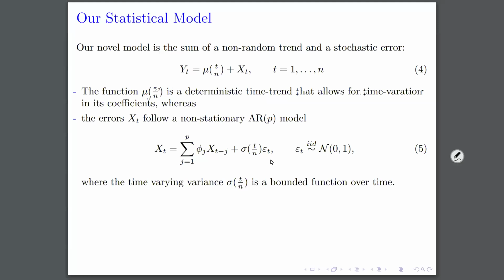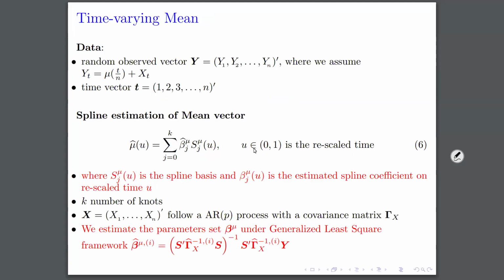So this is our model, right? As we mentioned before, it's a time varying mu plus an error term x_t, and this follows autocorrelation functions with a time varying sigma. And as we mentioned before, the sigma and the mu are bounded functions over time with some smoothness conditions. And we estimate this time varying mu using spline estimations, where this S_j is the basis functions, and the beta_j is the estimated spline coefficients.